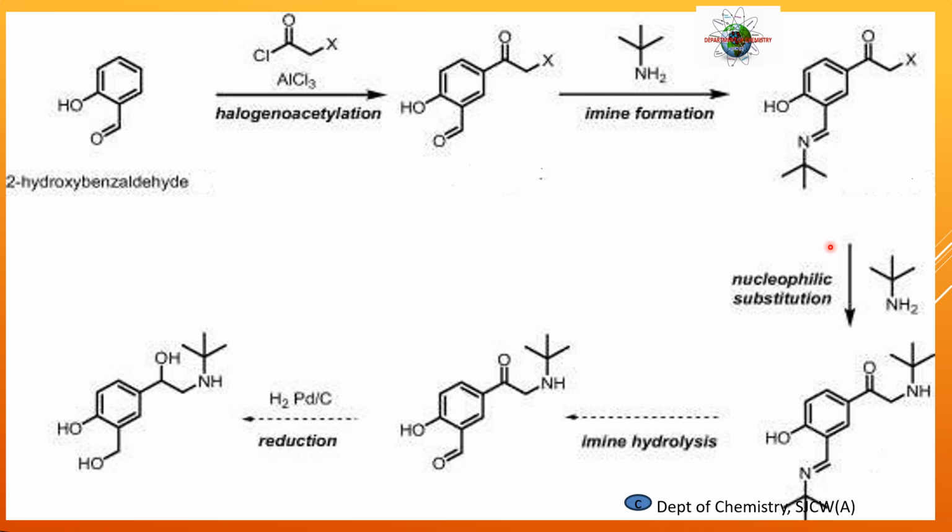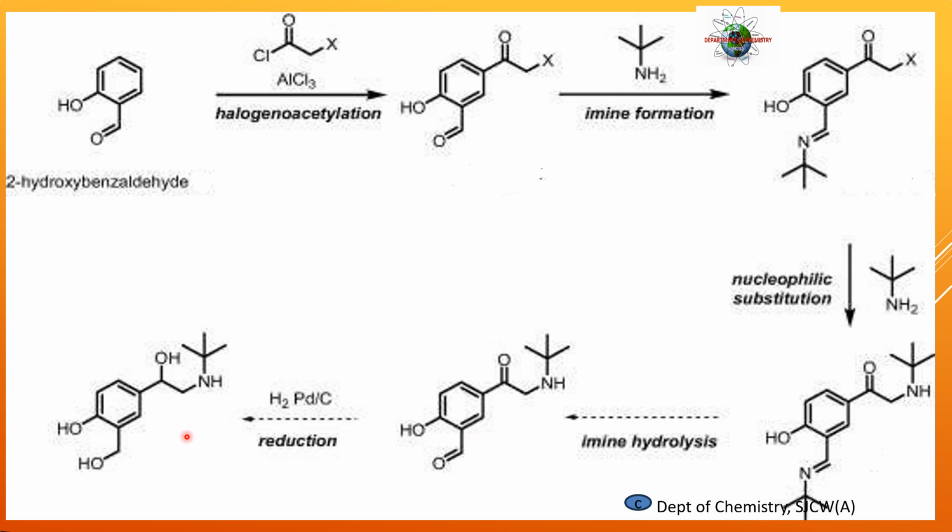Later, it undergoes nucleophilic substitution in the third step of the mechanism when it is reacted with the tertiary butylamine. In the nucleophilic substitution reaction, the X is replaced by the amine group to make an intermediate structure. In the next step of the mechanism, it undergoes a hydrolysis process to make the intermediate 2 structure.